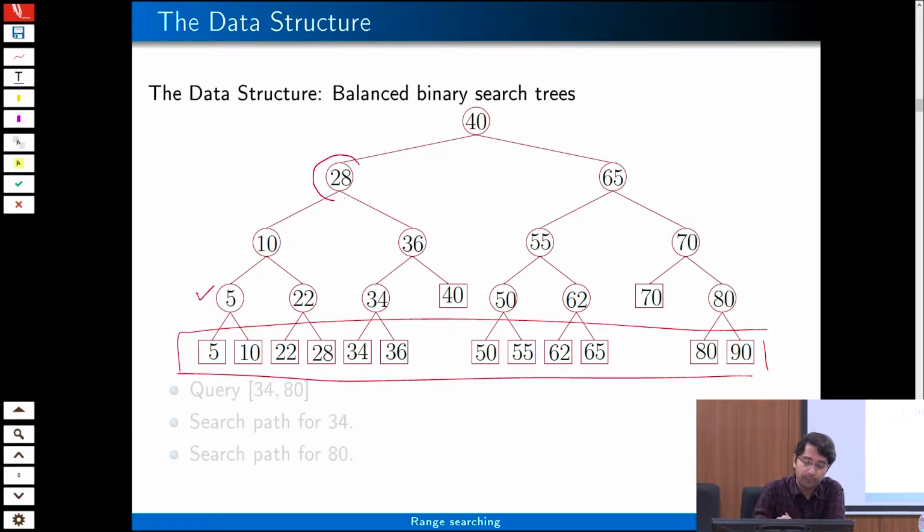Any node contains the maximum value of its left subtree. What is the maximum value in the left subtree? 28, right? And again, you have to believe me that this can be done in order log n time. The maximum value can be found in log n time.